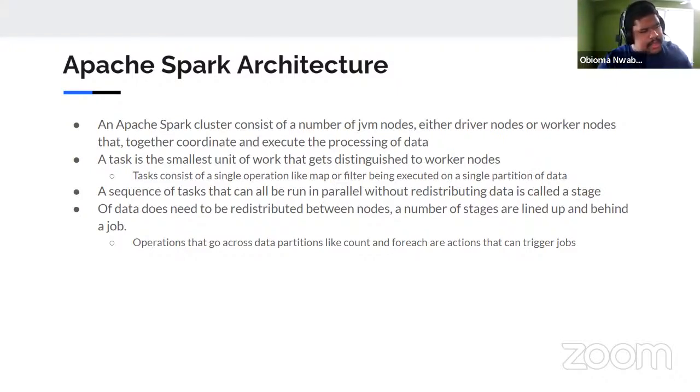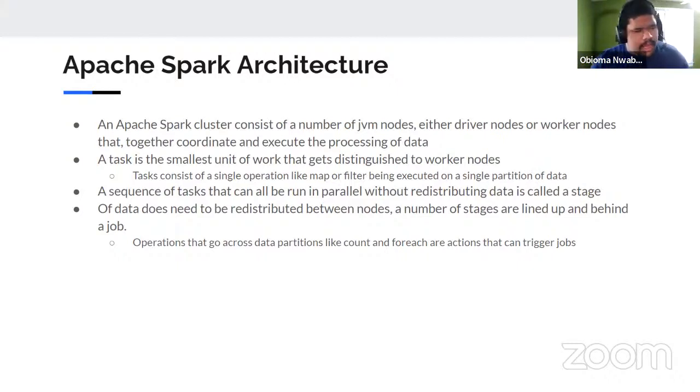And then a task, which was mentioned in the title, is the smallest unit of work that gets distributed. Sorry, that's a typo. Distributed to worker nodes. And tasks consist of a single operation like map or filter that gets executed on a single partition of data inside of a worker, which we haven't really talked about yet, or an executor. Tasks run on individual threads within that process.